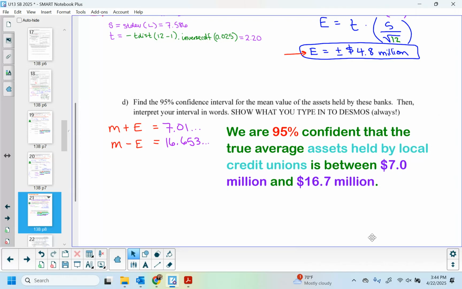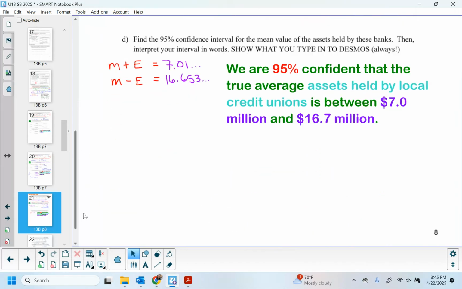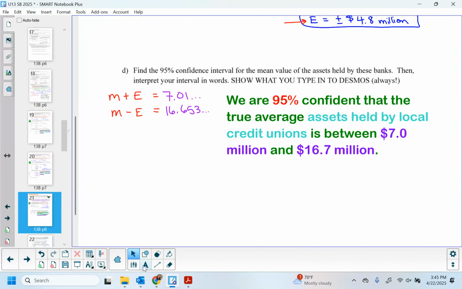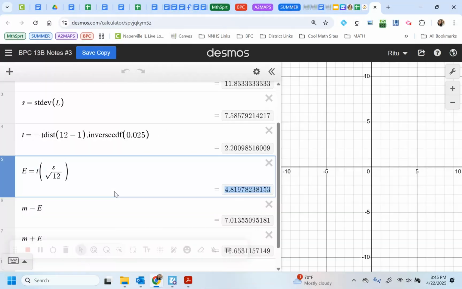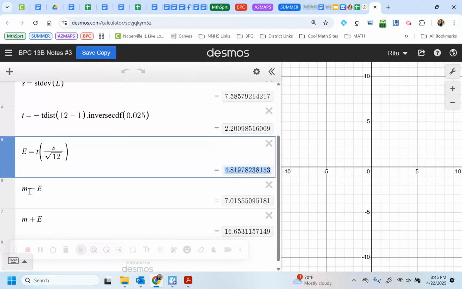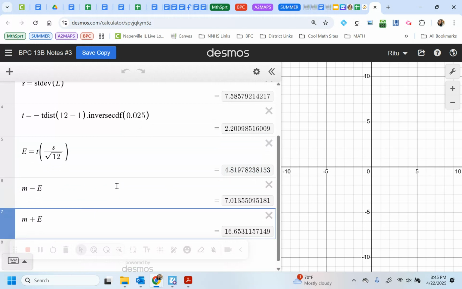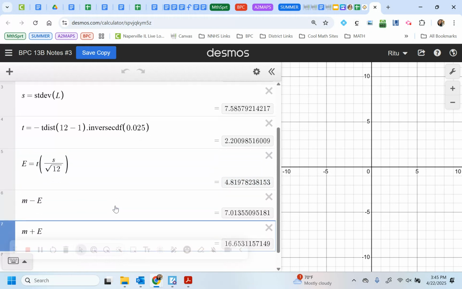Okay, so that is how you do it when you have a set of data. So remember, you can put it all into Desmos. Remember, for the M minus E, M plus E, that gives me the low and the high of my confidence interval.